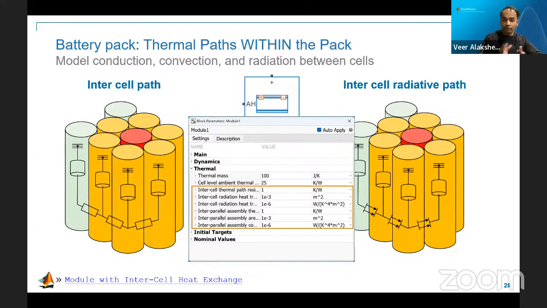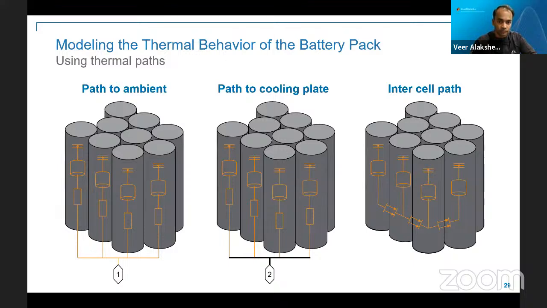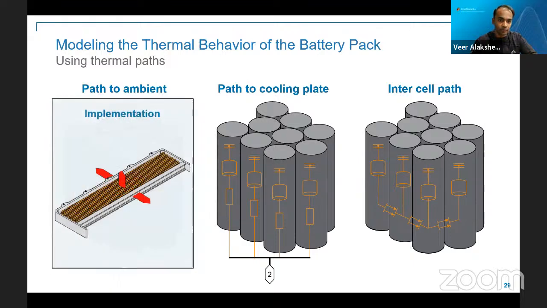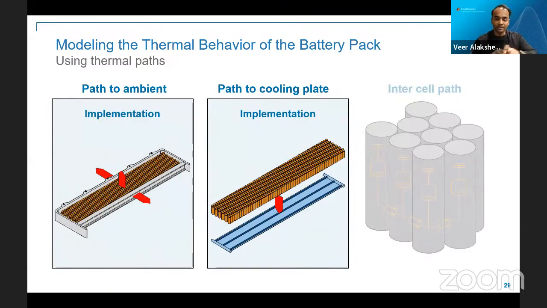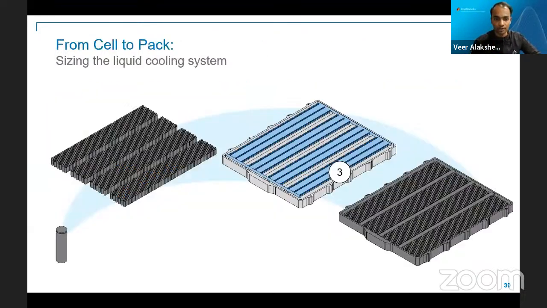That's how they have found the values and they have implemented them over here. So just to summarize, for our application, we have selected part 2 ambient and part 2 cooling plate and intercell path. All these are implemented in the model.